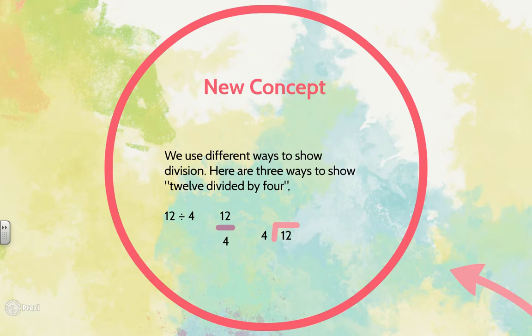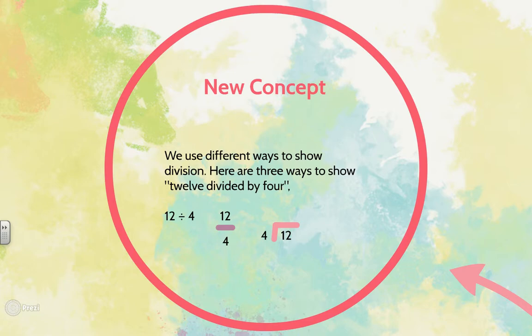In the first one, you will see that we used the division sign for 12 divided by 4. The next one looks like a fraction, with 12 over 4, which means you would put 4 into 12, which would give you the answer of 3. And the other is using a box, and you put what you want to divide, and the answer, of course, will be a quotient that will go on top.